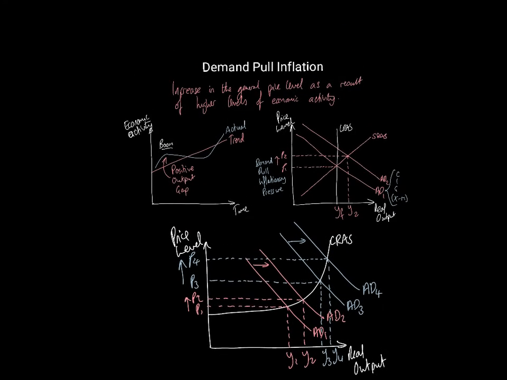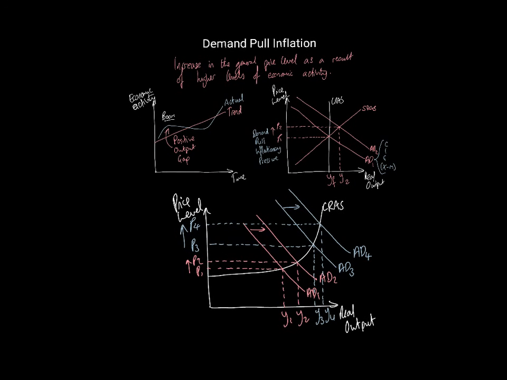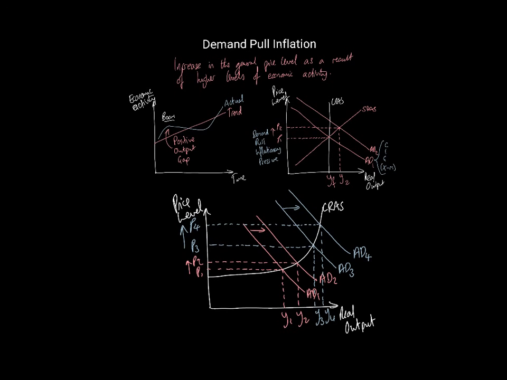But just to go back to the start then, demand pull inflation is a situation where we have an increase in the general price level as a result of higher levels of economic activity. And we take that in this case to mean that there is an increase in AD. So demand pull inflation is an increase in the general price level, shown on the vertical axis, as a result of a shift to the right of aggregate demand. And that will be because of an increase in one or more of the aggregate demand components.